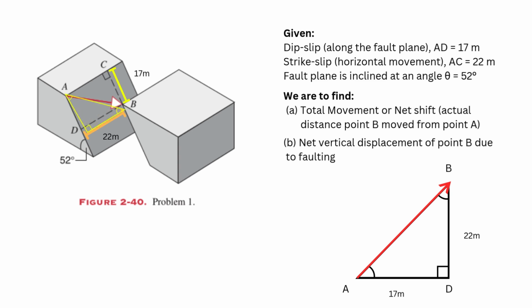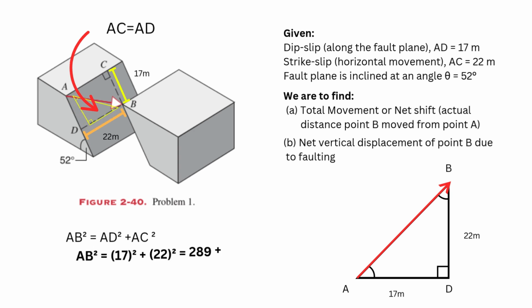The formula for the net movement is AB squared equals AD squared plus AC squared, where AB is the total movement, what we want to find. AD is the slip along the fault, 17 meters. AC is the horizontal shift, 22 meters.